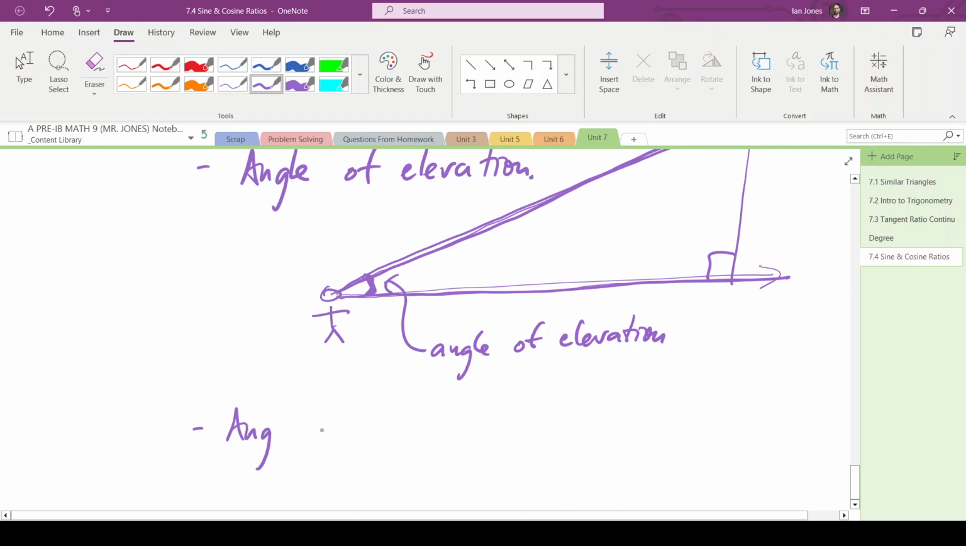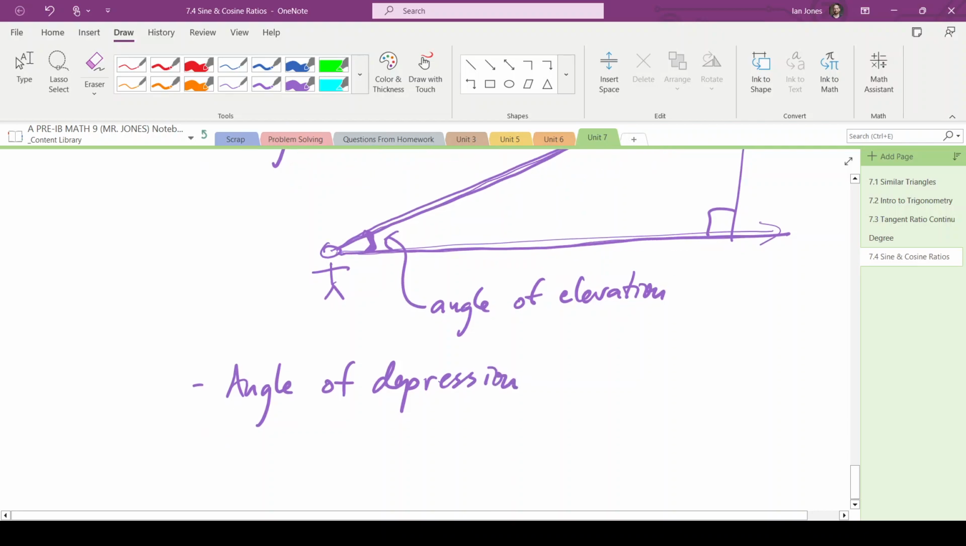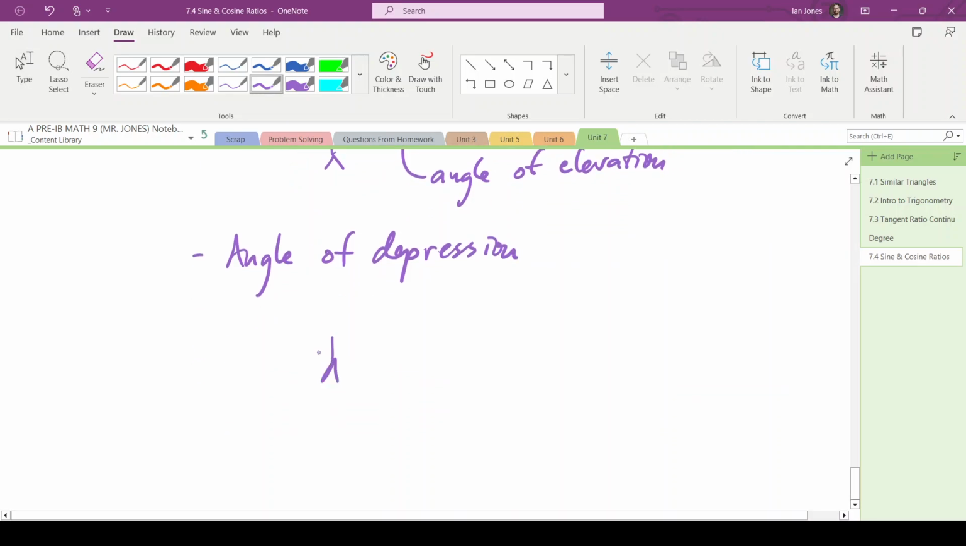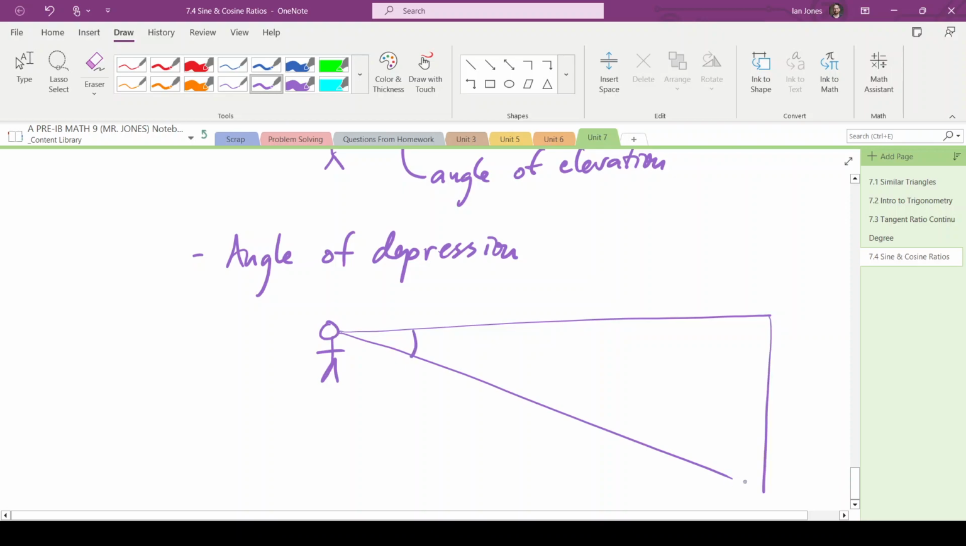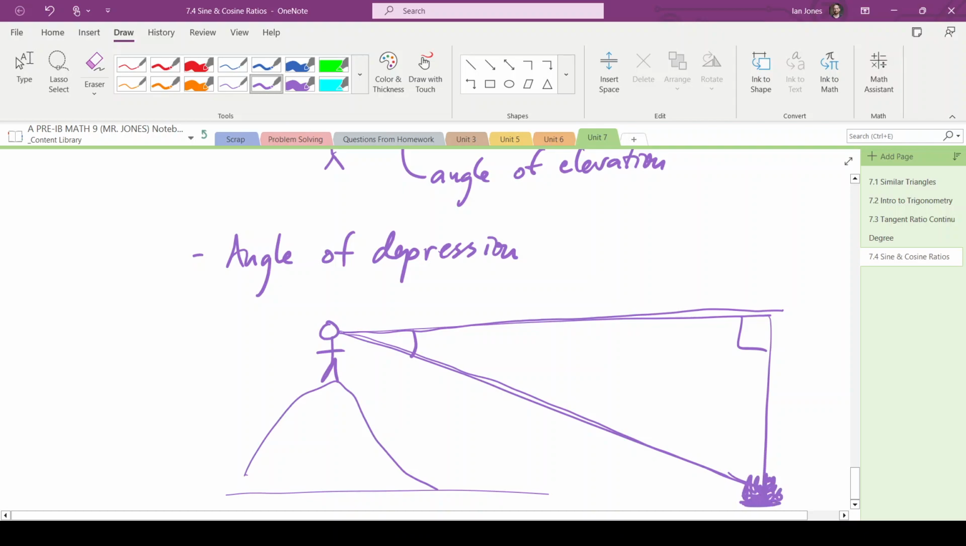Angle of depression is similar, but kind of the opposite. Angle of depression means you are looking to the horizon and then down. This would be an angle of depression. Okay? So maybe you're on the top of a mountain this time, and you're looking across horizontally and then down to, let's say, maybe a forest fire. Maybe you're a forest warden. You see a forest fire, and the angle of depression is 20 degrees. That's what an angle of depression is.